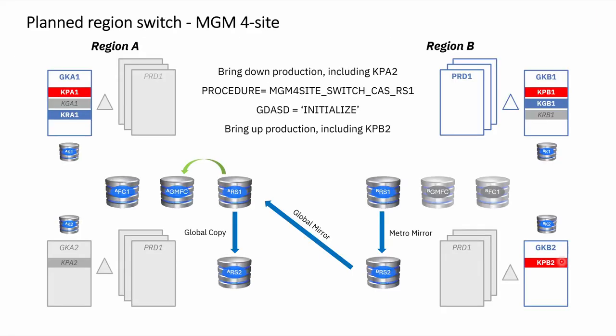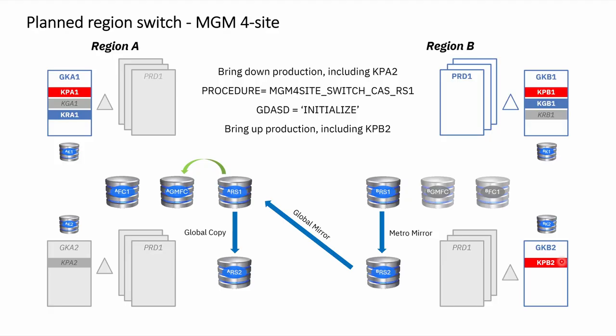And that would be the way to do a planned region switch for MGM Foresight. This region switch could take less than an hour. So you'll have an RTO of 1 hour or less. You'll have full capabilities in region B that you had in region A.